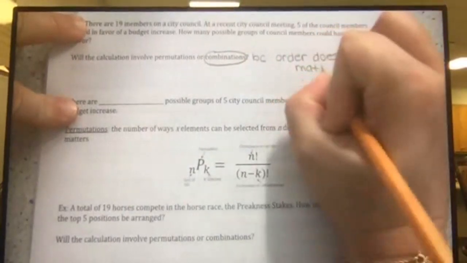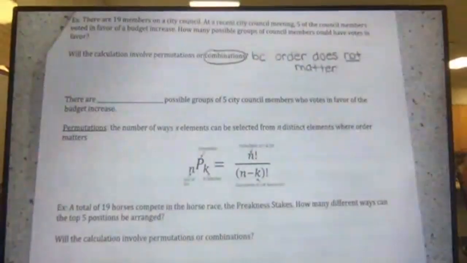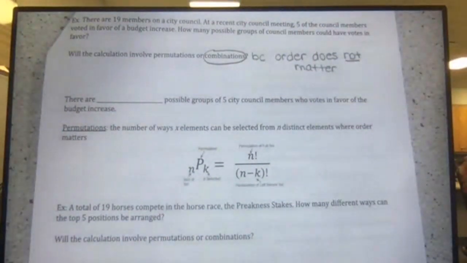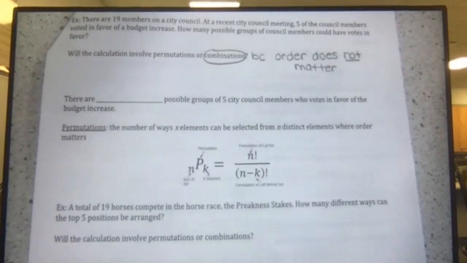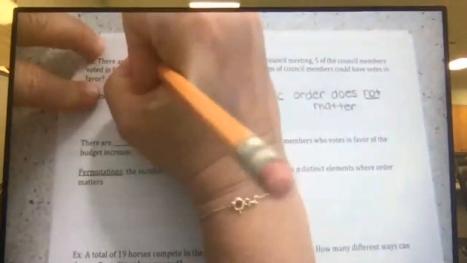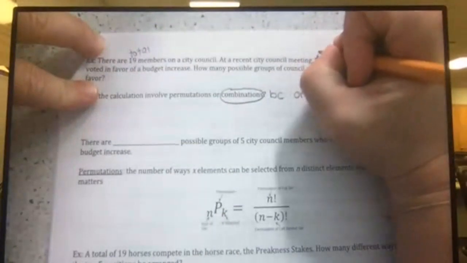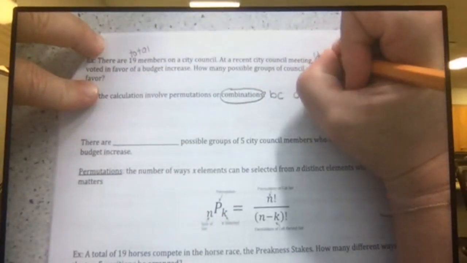I don't care what order they said yes or no. I just want to see how many said yes. How many voted in favor? All right, so there's 19 members total, and we're choosing 5 of them. Or 5 of them are selected.